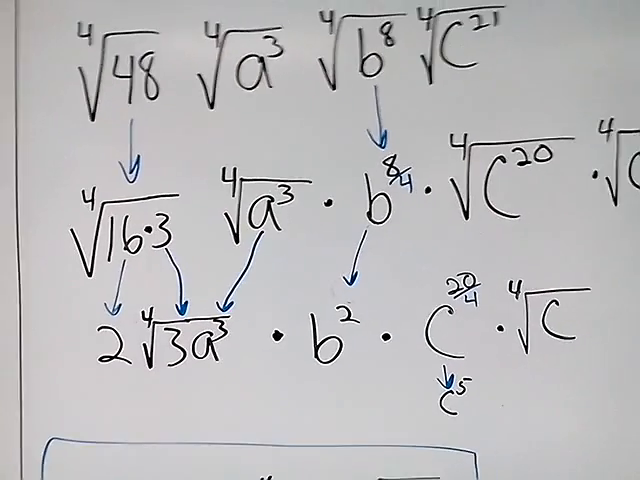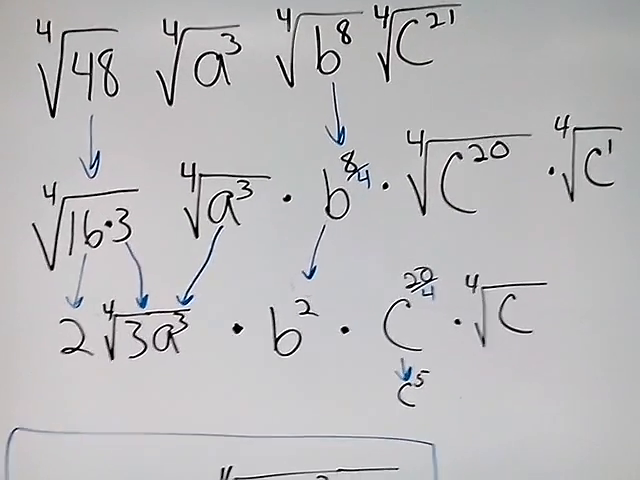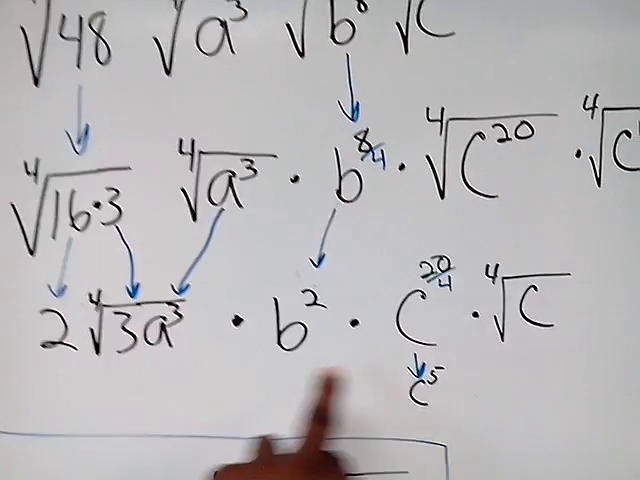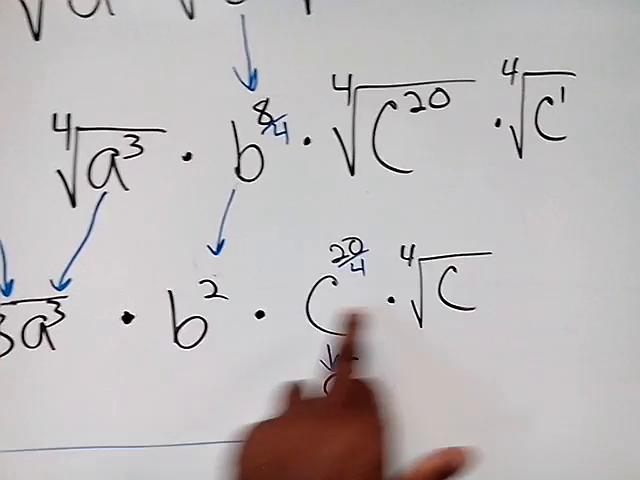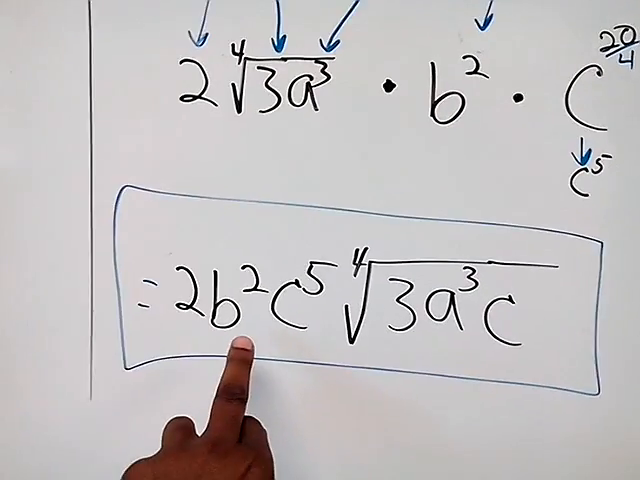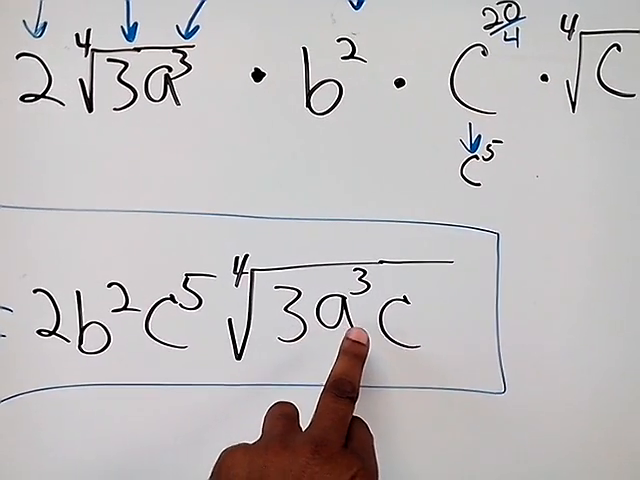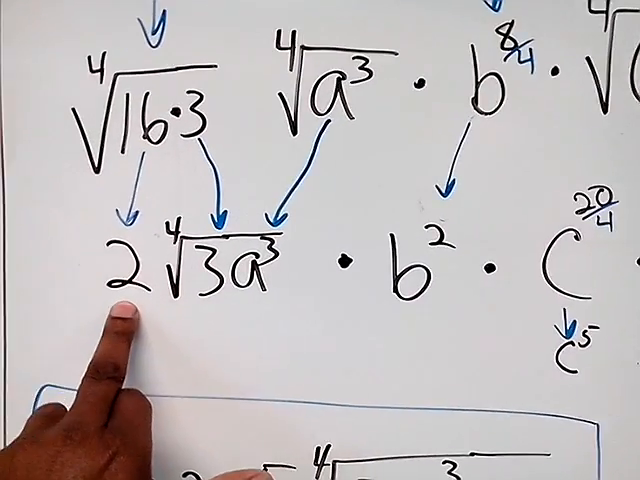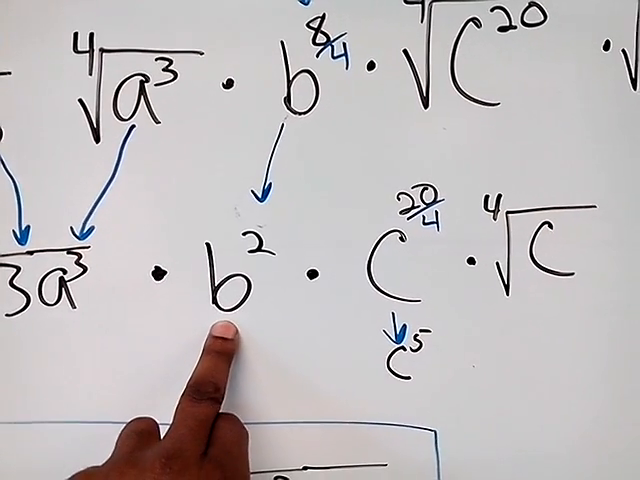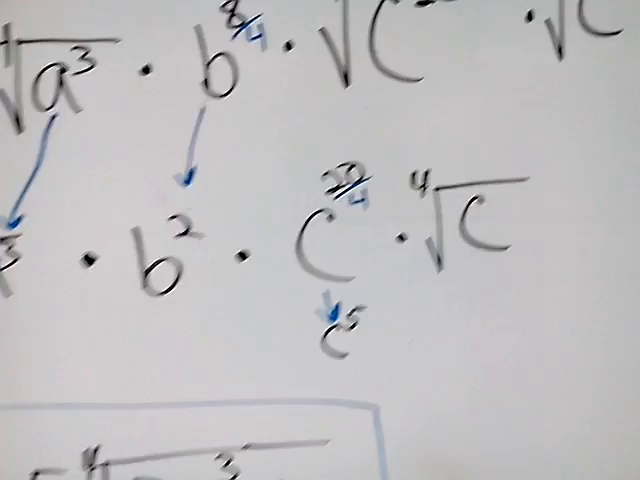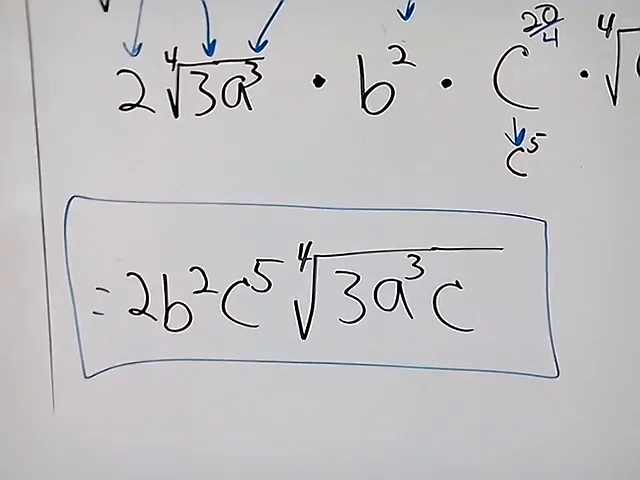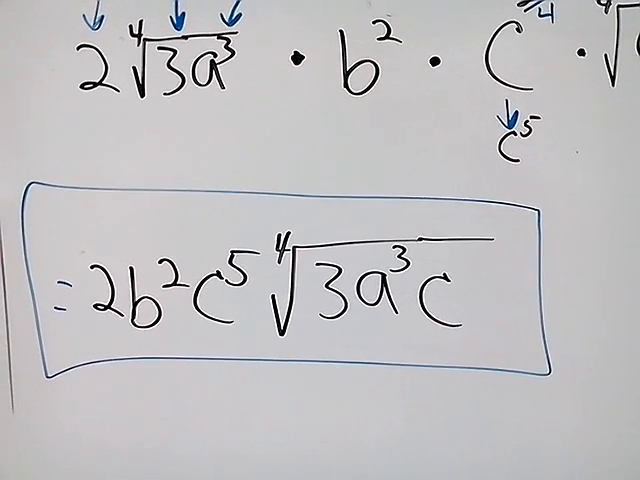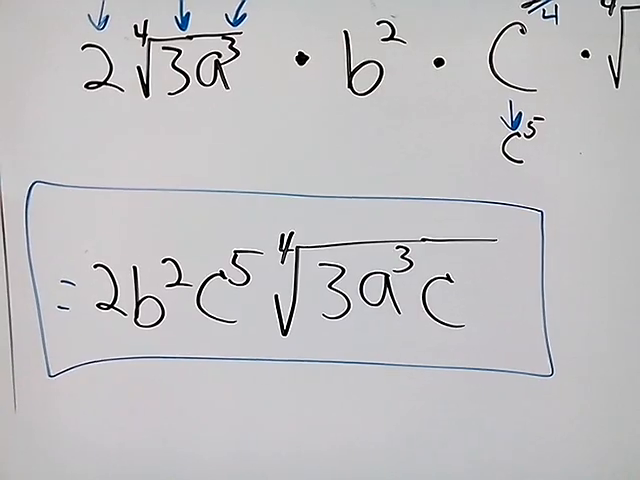Now we can put everything together. Already inside of our radical we have 3a to the 3rd power. So this c is also going to have to go inside of the same radical, and we do that: 3a to the 3rd power c. On the outside is going to be our 2b squared and c to the 5th power. So our final result: 2b squared c to the 5th power, 4th root of 3a cubed c.